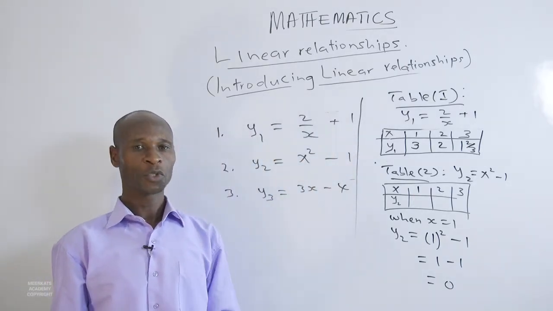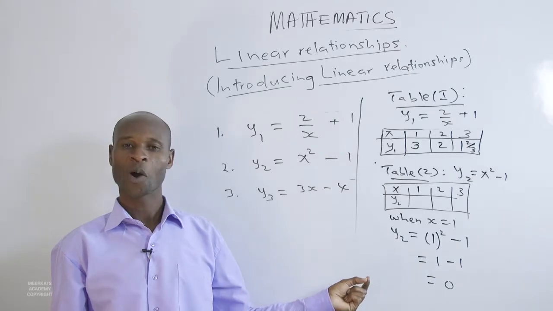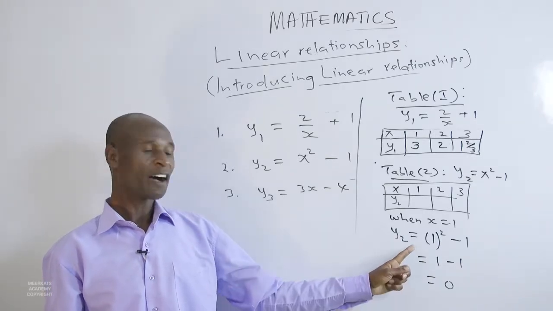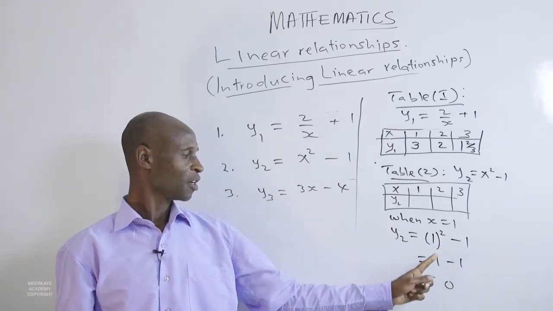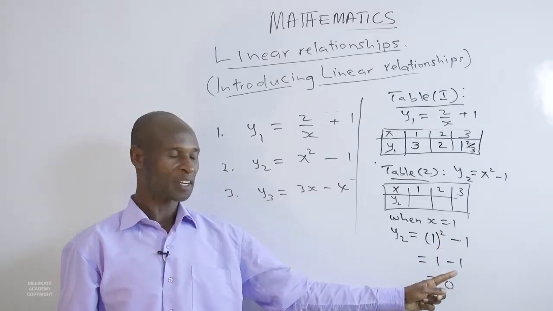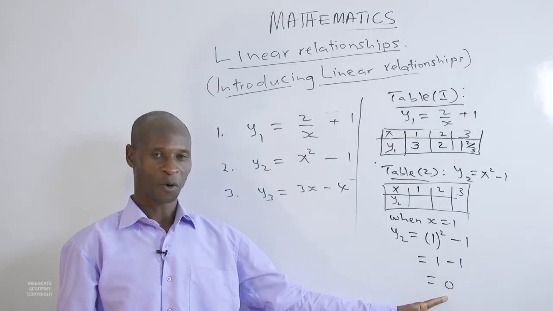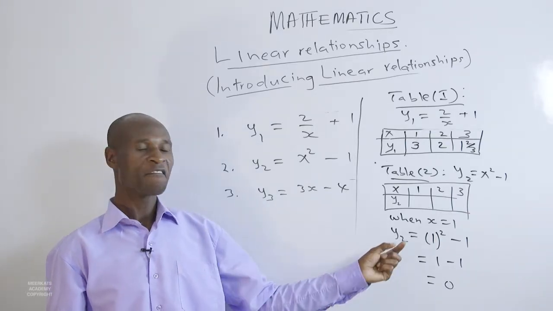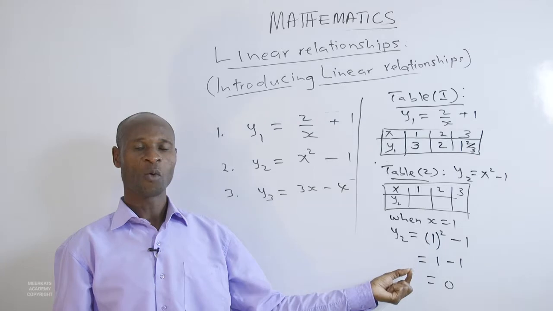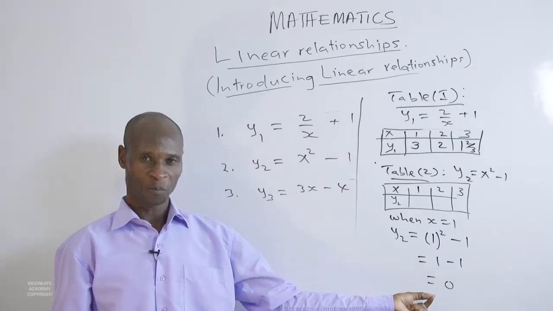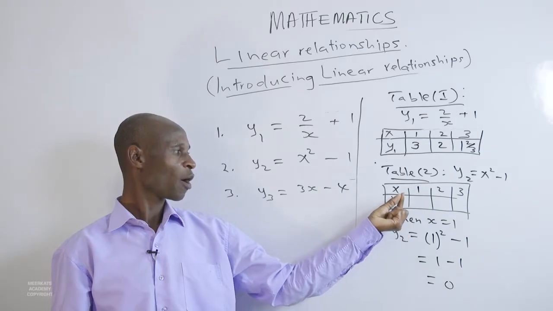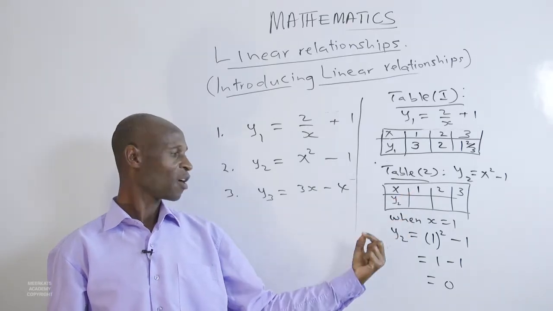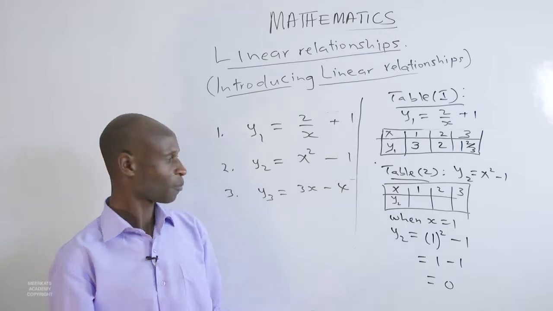When we substitute the value of x is equal to 1 in our rule, we discover that 1 squared minus 1 gives you 1 minus 1, which is equivalent to 0. That means when the value of x is 1, the y value is 0. We now complete the table. Where there is x is 1, we put there y is 0.